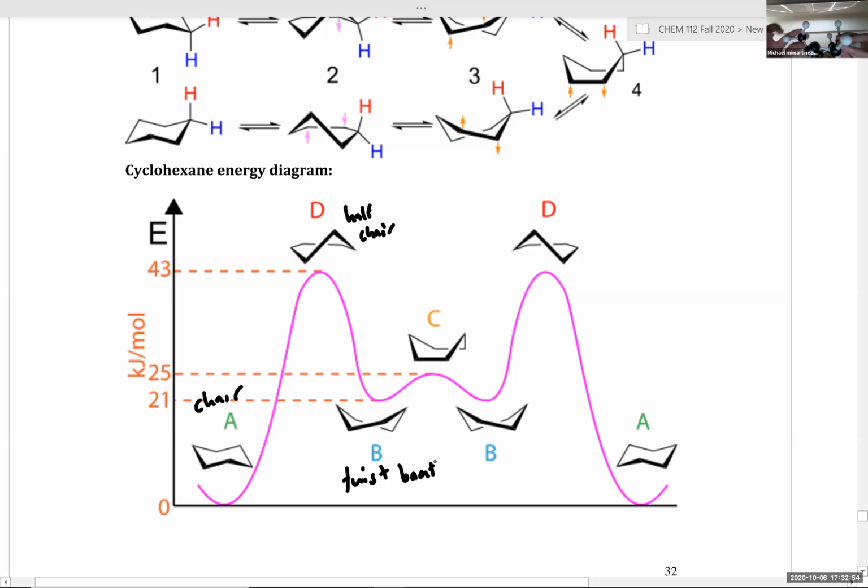Okay, continuing on now, we're next going to adopt the boat conformation, which looks something like this. So we've removed our twist.